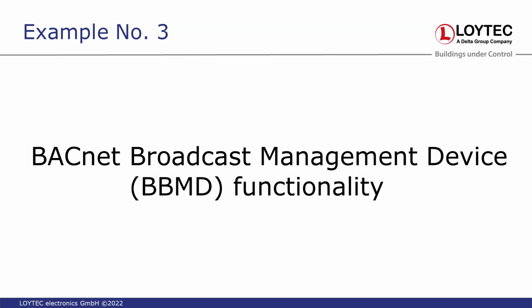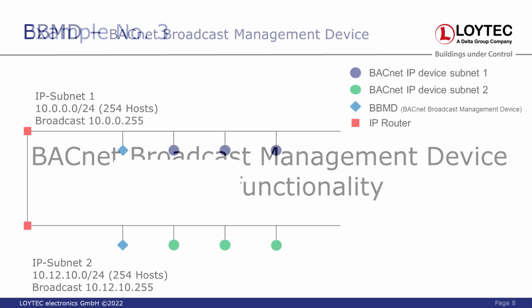Example number 3. Up to this point, we've learned that broadcasts are propagated only subnet or port-wide because IP routers normally filter out broadcasts. But what if we have multiple BACnet IP devices in multiple subnets that need to communicate with each other? The solution for that would be the usage of one BBMD per subnet.